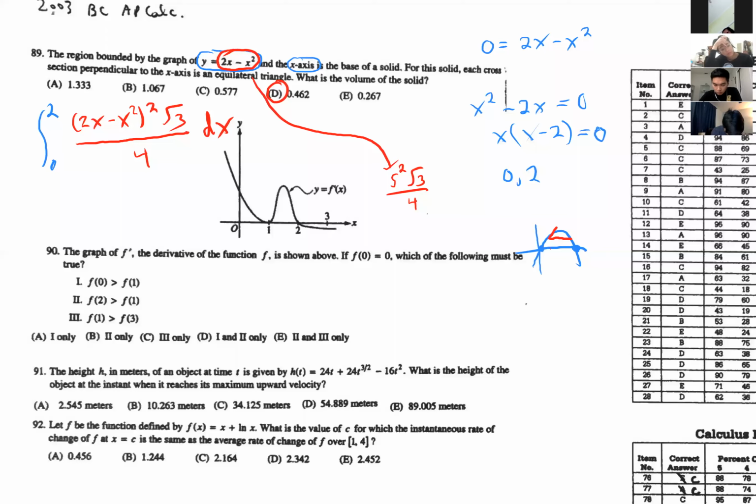Okay, so is that okay for 89? Why do you go from 0 to 2? Because I solved this equation, I wanted to find these intersection points. So I set the equation equal to 0. I just changed y to 0. Okay. So is that okay for 89?